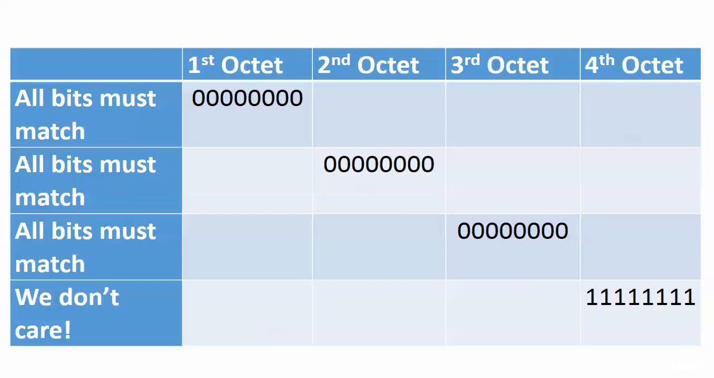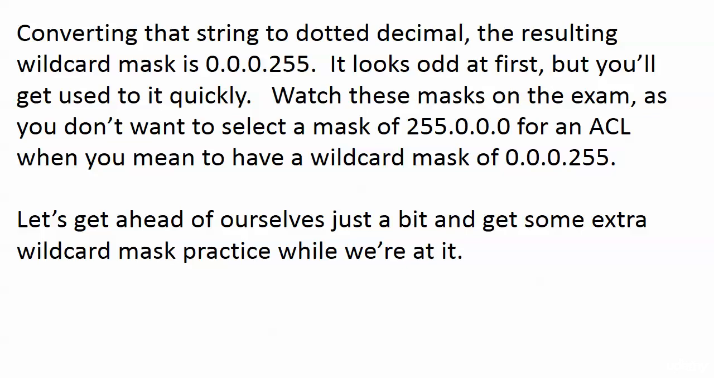So when we convert it back to dotted decimal, we know what that's going to look like. It's going to be 0.0.0.255 because the last octet is all ones. And the first time you look at that, you're thinking that cannot possibly be right, but it is, because you're just used to network masks and subnet masks by this point. It looks odd at first, but you'll get used to it.